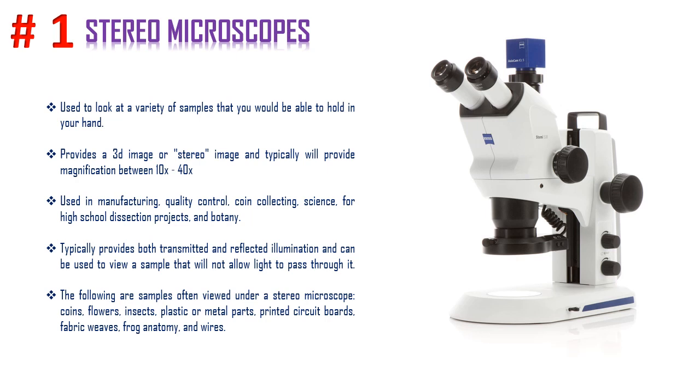Typically provides both transmitted and reflected illumination and can be used to view a sample that will not allow light to pass through it. The following are the samples often viewed under a stereo microscope: coins, flowers, insects, plastic or metal parts, printed circuit boards and fabrics, and frog anatomy and virus.